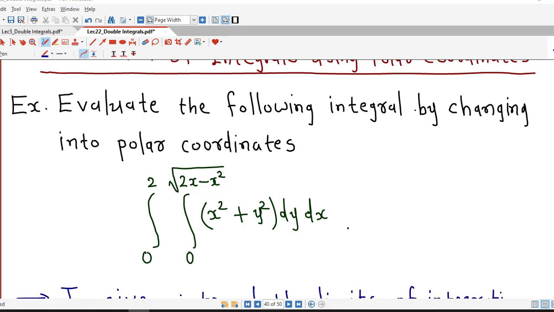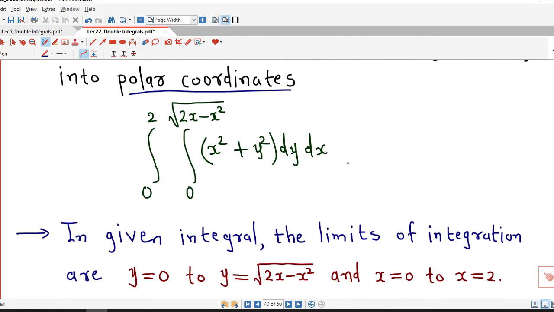Evaluate the following double integral by changing into polar coordinates. The given integral is x square plus y square dy dx, where y is from 0 to under root of 2x minus x square and x is from 0 to 2. So first we will consider the substitution x equal to r cos theta, y equal to r sin theta.